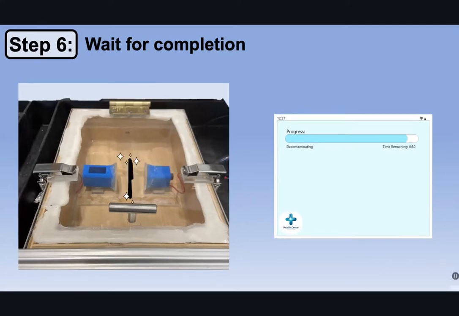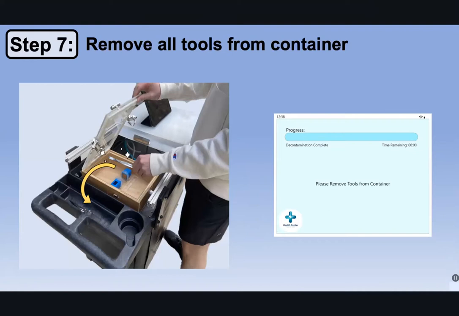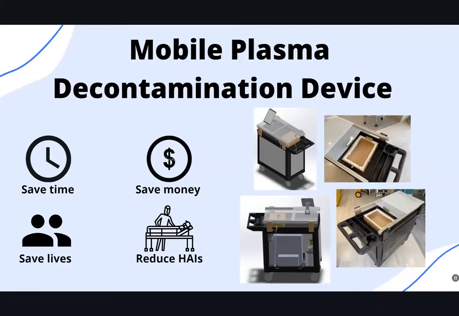And finally, the gas inside the box is drawn out of the container through an exhaust and filter system. The user may now open the lids and latches and take out the sterilized tools from the box. With the use of our mobile plasma decontamination device, we hope to save hospitals time and money, all while reducing the number of patients affected by hospital-acquired infections.